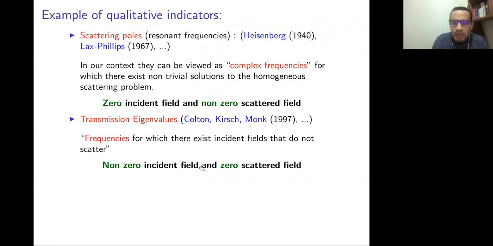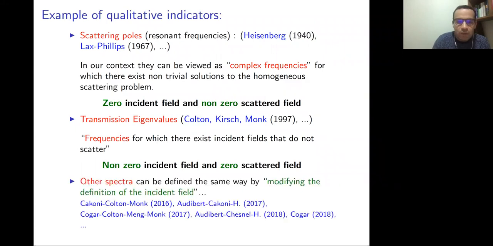So there is some duality. I said transmission eigenvalues mean invisibility outside, resonance inside. Here, this corresponds to some resonance outside. And what I want to explain is that using this duality, the scattering poles can also be interpreted as some invisibility for an interior problem, for inside. So this will be one of the objectives of this talk.